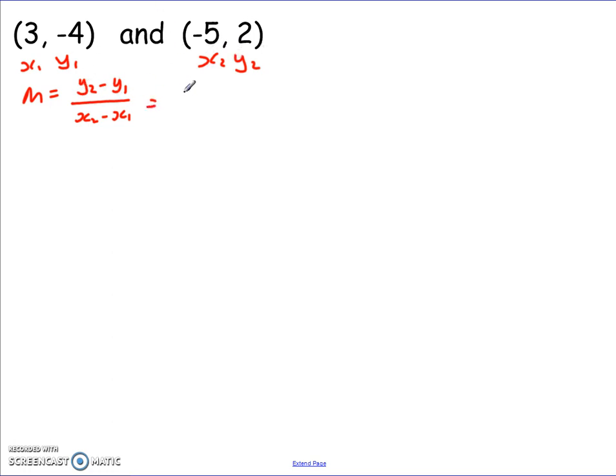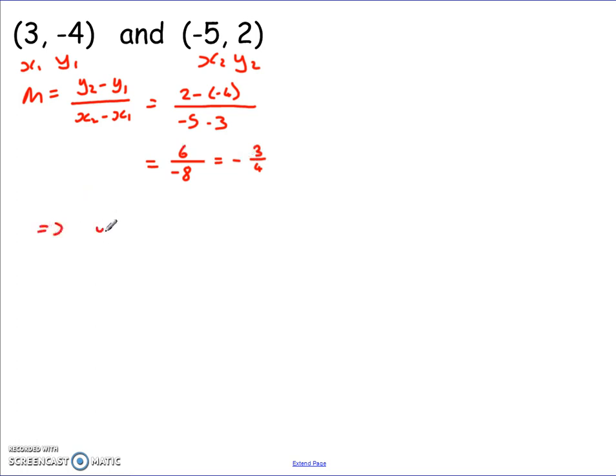So y2 minus y1 gives me 2 take away -4 over x2 minus x1, over -5 take away 3. 2 minus minus 4, 2 plus 4, that gives me 6. -5 take away 3 over -8. So that then ends up giving me -3/4. So my gradient of my line is given by that.